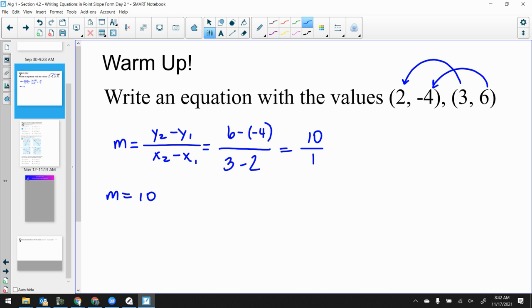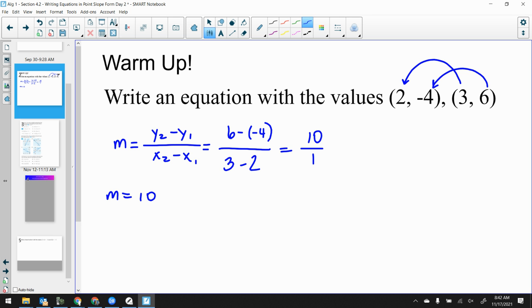Okay, now, to truly write the equation, you need the slope and a point. Now, which point should I pick? The one with the positives. Now, what if I picked 2 comma negative 4? Would that still work out correctly? Yes. It doesn't really matter which point you pick.